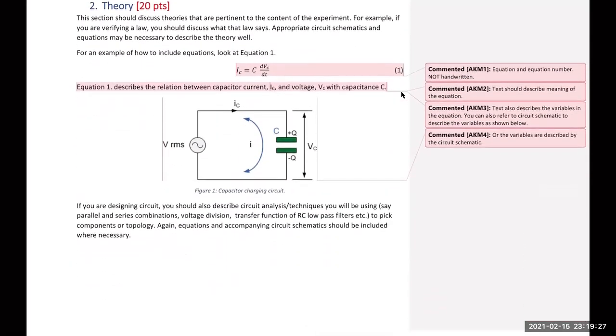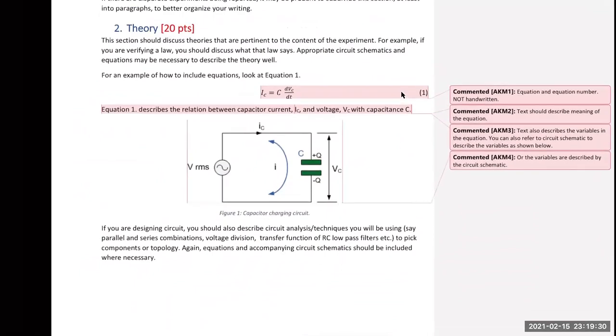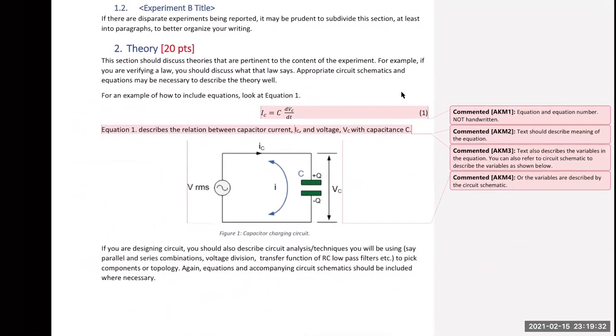So the theory section is where you talk about the bulk of the concepts necessary to understand and analyze the discussions in the lab in this report. So you will include pertinent equations, maybe some circuit schematics will be helpful in completing the discussions on those theoretical concepts. Include anything that you need.